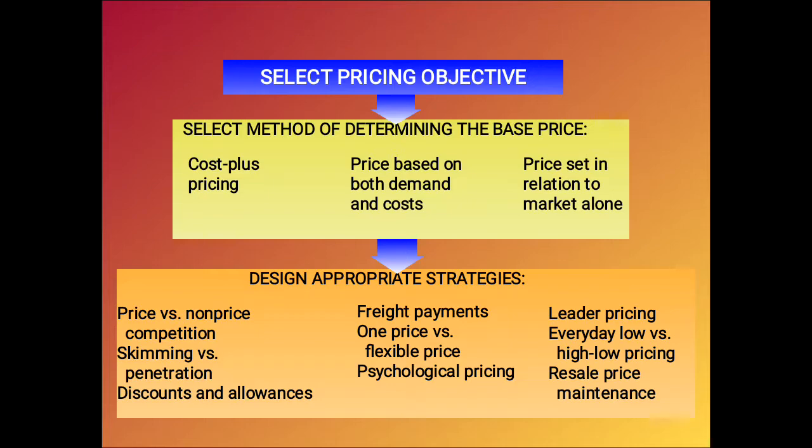Psychological pricing strategy I have already discussed, which is this 999 thing, and everyday low pricing, which is followed by Big Bazaar in India, and there are today a number of other retail outlets too. It is also called the EDLP strategy, which was initially started by one of the greatest retailers in the world, Walmart.